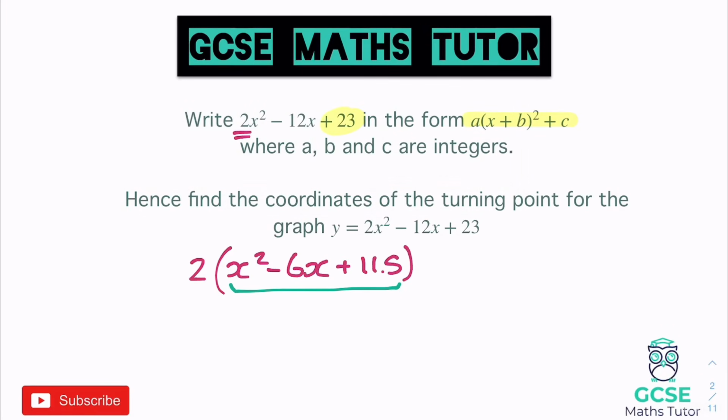So if we complete the square for that, again, we're going to halve that coefficient of x. So in our bracket, we'll have x minus 3 squared. And when we expand that, we would get plus 9 at the end. Now, we don't want plus 9, we want 11.5. So I need to add an extra 2.5 to that, so that'd be plus 2.5. There we go, so that is in completed square form.